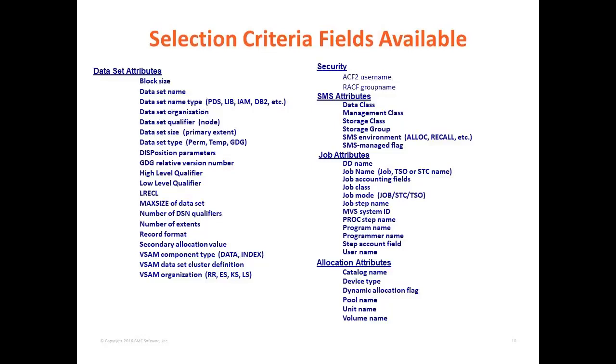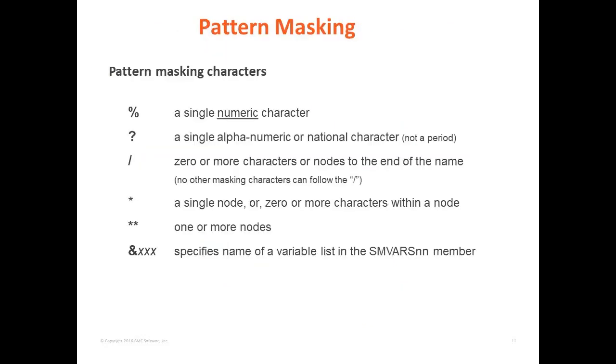This slide illustrates some of the selection criteria that can be used in the SRM FLST or RLST members. Pattern masking follows the standard IBM ISPF masking, with the exception of the slash. When the slash is used, all information beyond the slash is ignored, and the mask is in effect for anything to the left of the slash.